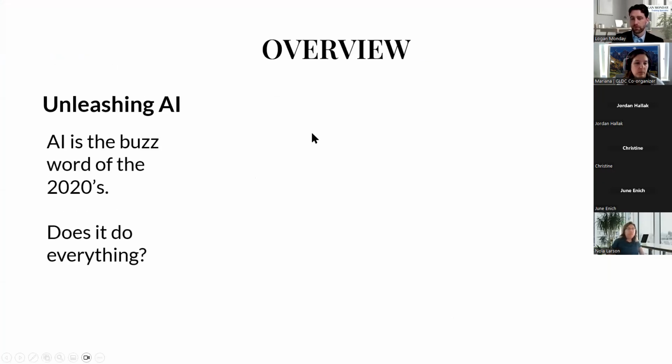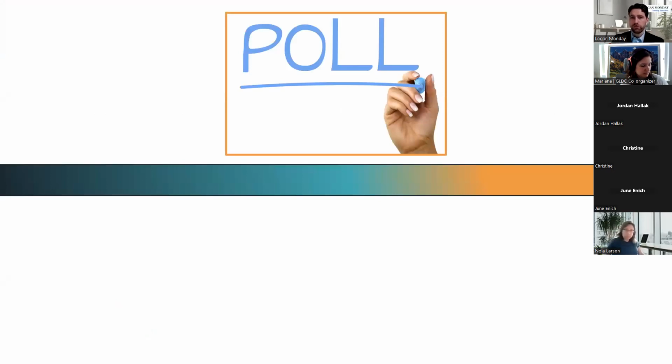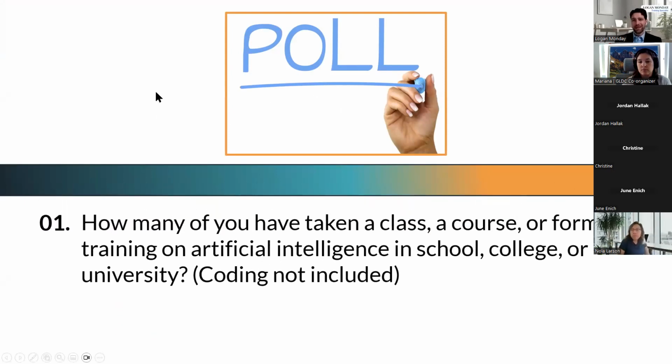So a quick overview. We're going to have 4 categories, and then we're going to do a demonstration. So with how AI became unleashed is that it's the buzzword of the 2020s. And I think the big question that we have is that AI is just this big umbrella for everything. So does it do everything? Well, let's just take a quick informal poll and figure out if it does everything for you. So just give me a thumbs up if you have taken a class, a course, had any formal training on AI in school, college, university, whatever you might have called high school, but not coding. So if you just did like prompting, raise your hand.